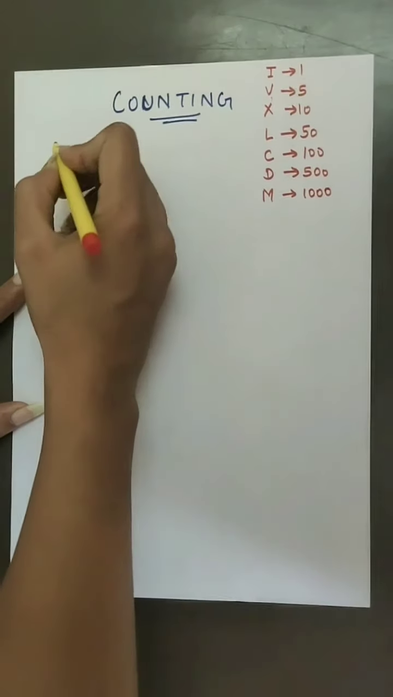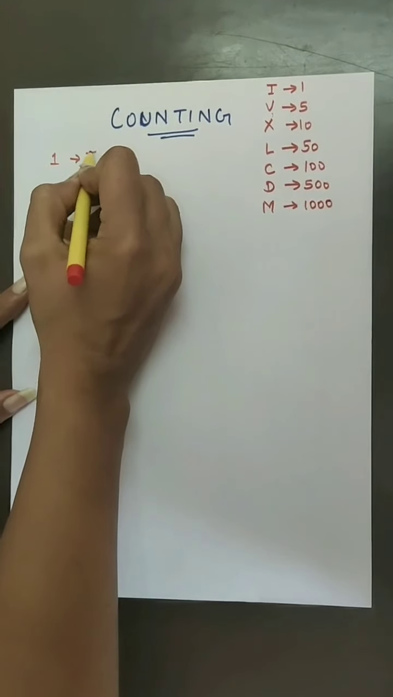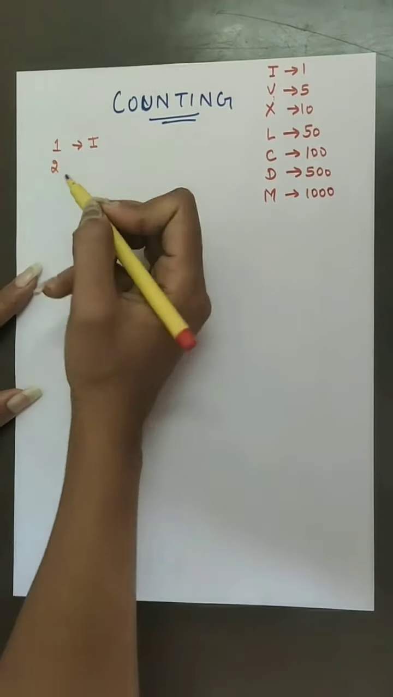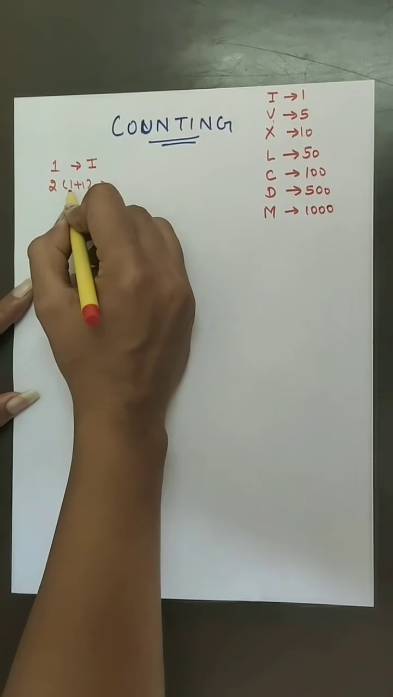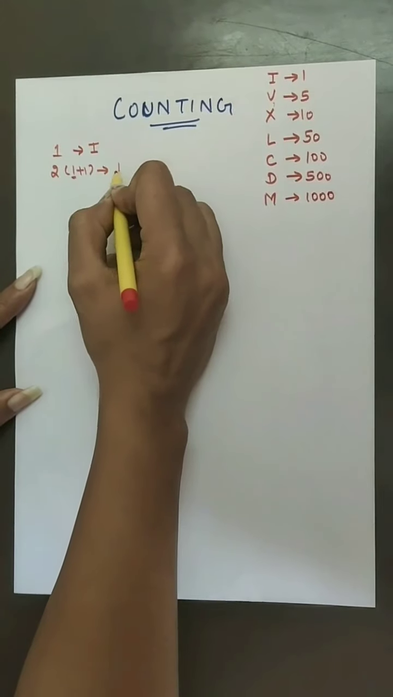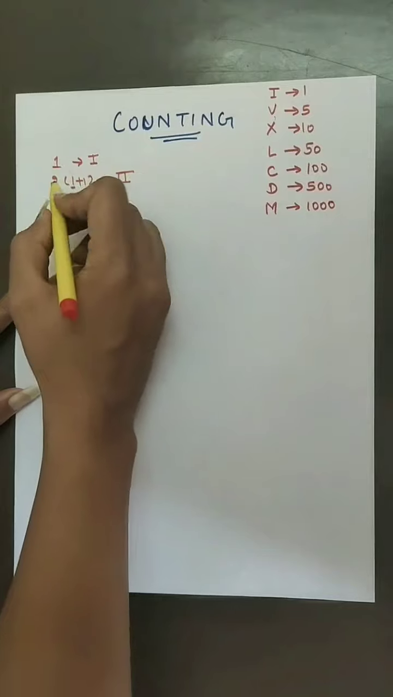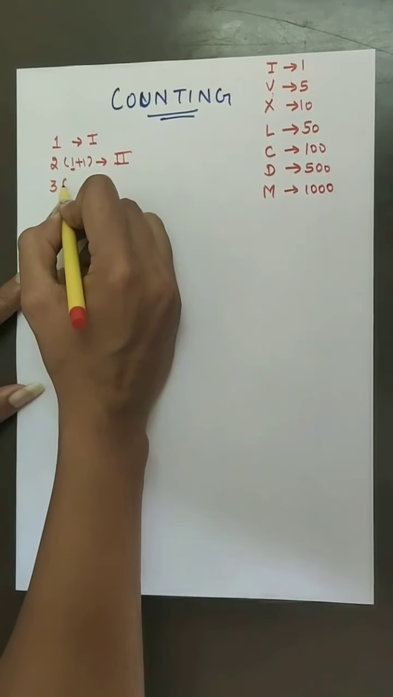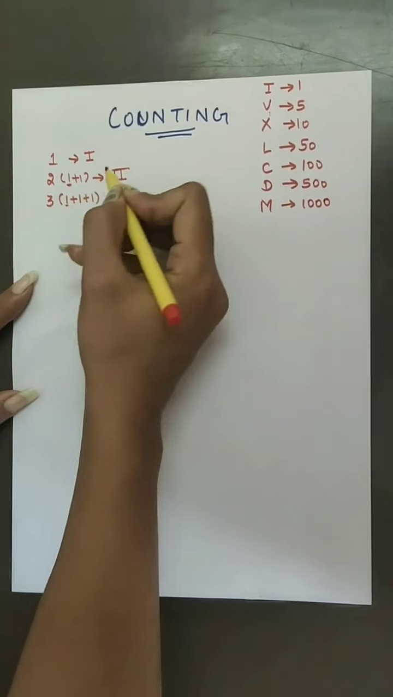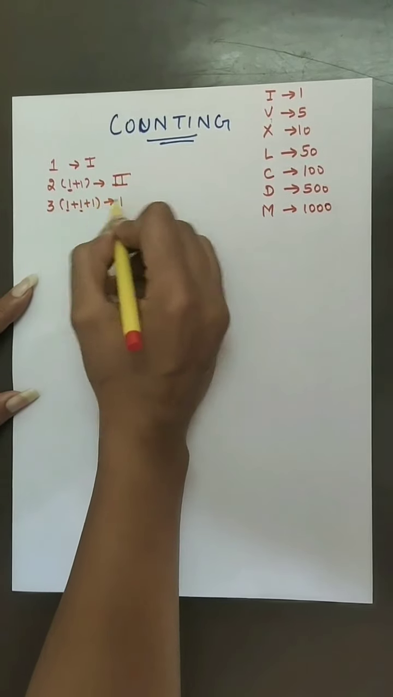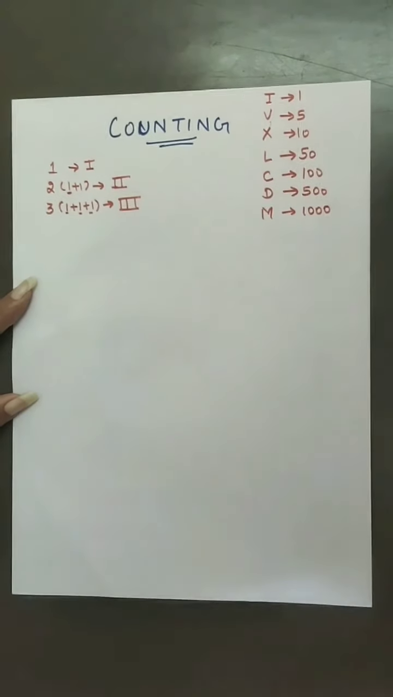So first of all, I will start with basic counting. For 1, the symbol is I. For 2, now 2 can be written as 1 plus 1, means for 1 I'll put one I, for the next one I'll put another I, that is 2 I's. Next it is 3, which can be written as 1 plus 1 plus 1: one I, another I, another I, means 3 I's means 3.